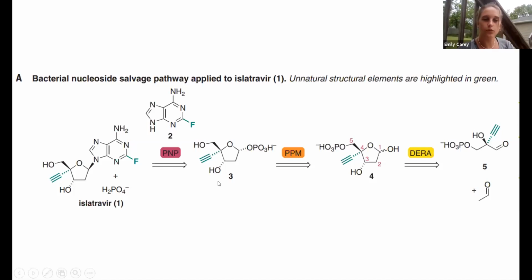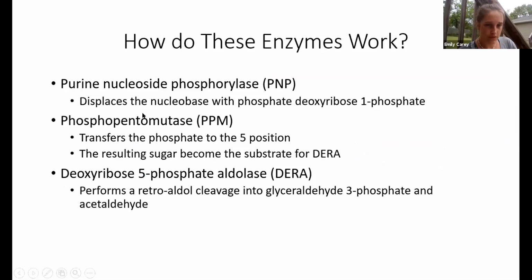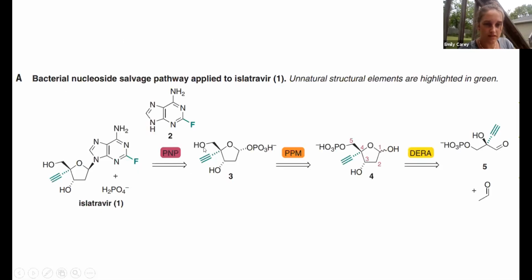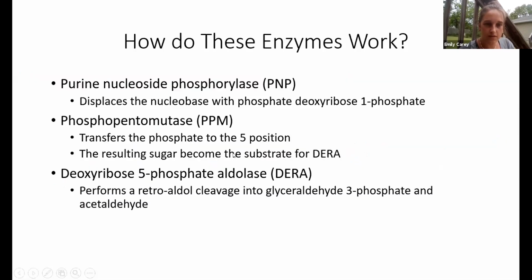So it's helpful to know what each of these enzymes do in order to understand how this pathway works. PNP is purine nucleoside phosphorylase. It's just going to displace the nucleobase and replace it with a phosphate, giving deoxyribose 1-phosphate. So we can see that here. It's adding just the phosphate. And then PPM is going to transfer the phosphate to the 5 position, and that resulting sugar is going to become the substrate for DERA.